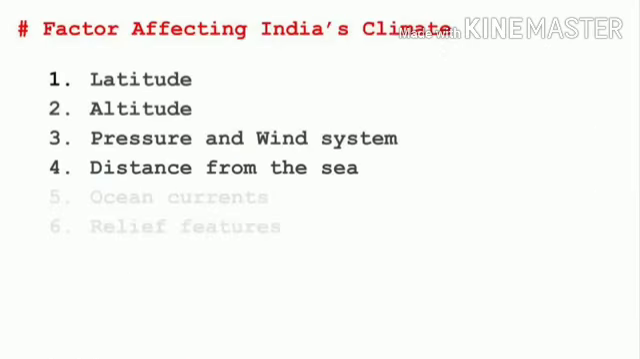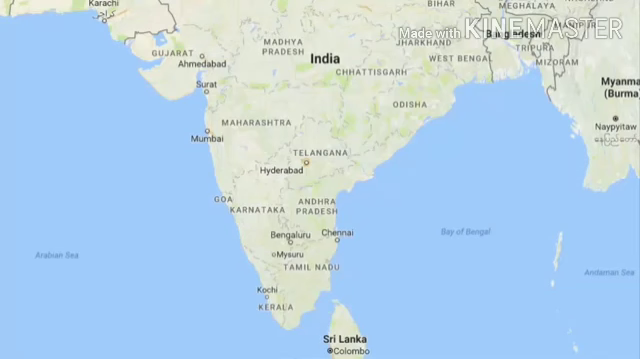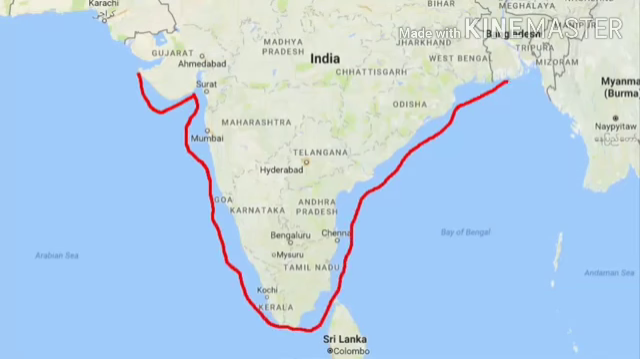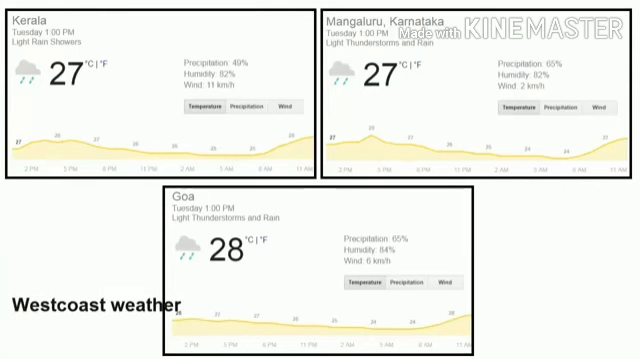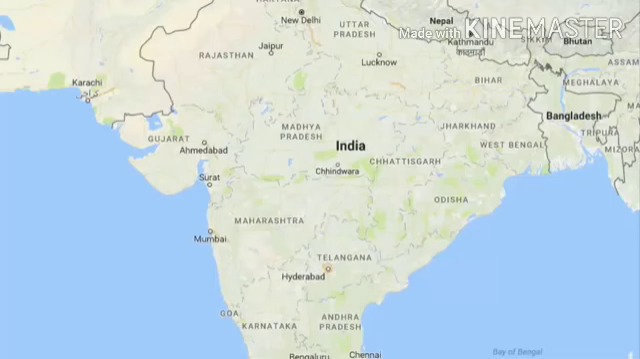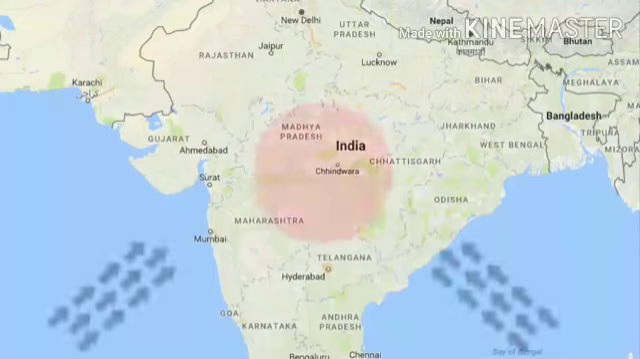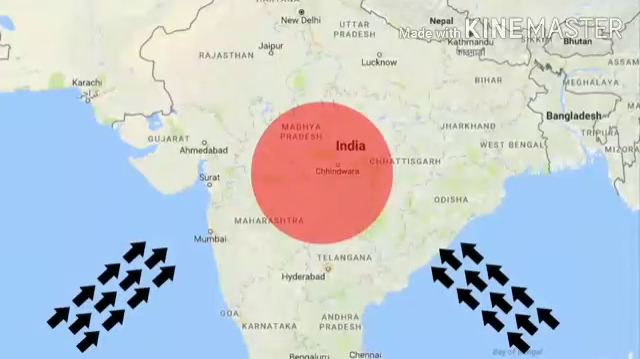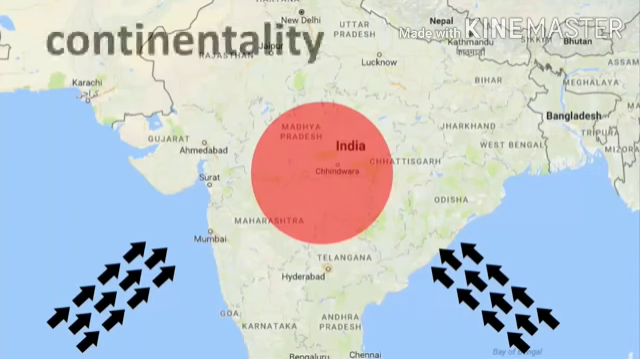The fourth factor is distance from the sea. Now, if you're residing in coastal areas, you will notice there is hardly any change in the weather condition. I mean, you will be constantly facing the wind from the sea, so there isn't going to be much difference in the weather condition. But as you move away from the coastal areas towards the central part of the landmass, you will start to witness extreme weather changes like very hot during summer and very cold during winters. This condition is known as continentality.